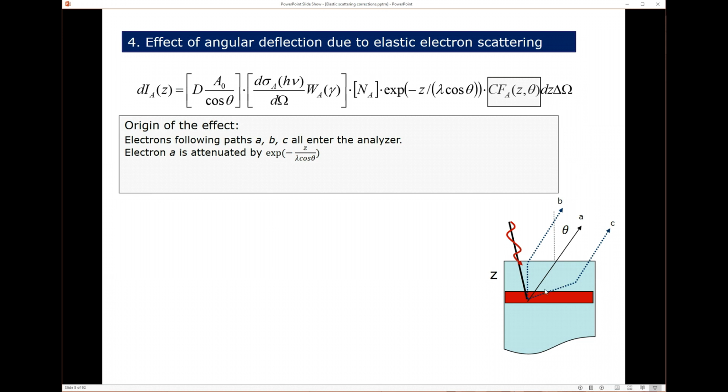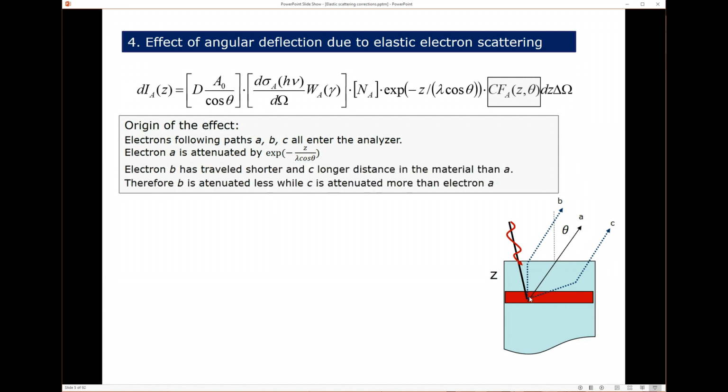The origin of the effect for elastic scattering is that the electrons, if we ignore elastic scattering, move out along trajectory A. But if an electron comes out here and we have elastic scattering up here, it can be scattered into the direction of the analyzer and be detected, but it will be attenuated less than the electron that's traveled here, because the distance traveled in the sample is shorter. An electron can also go out initially in this direction, be scattered here, and be scattered out into the direction of the analyzer, and the path length traveled is longer, and therefore the attenuation will be larger for this electron than for the electrons that follow trajectory A.